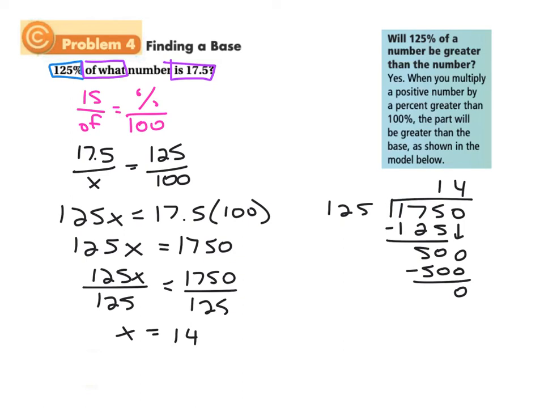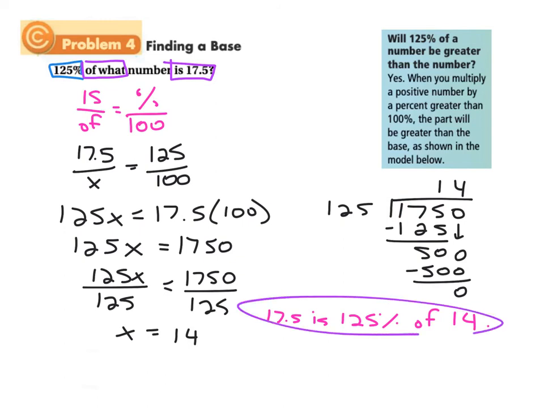So therefore, what can we say? We can say, and I'll write it out, 17.5 is 125% of what number? 14. And it makes sense. 14 is smaller than 17.5 because 17.5 is greater than 100% of it. Okay? So here's your got it problem.